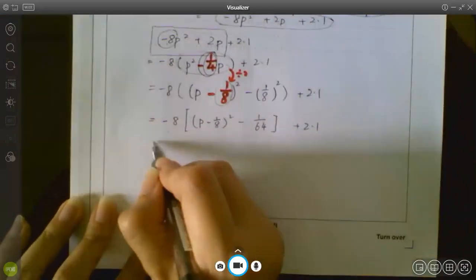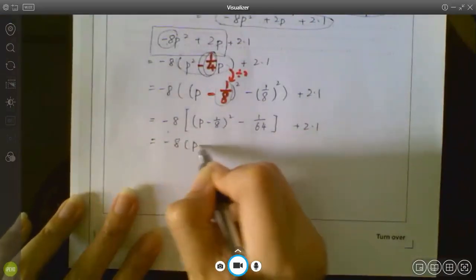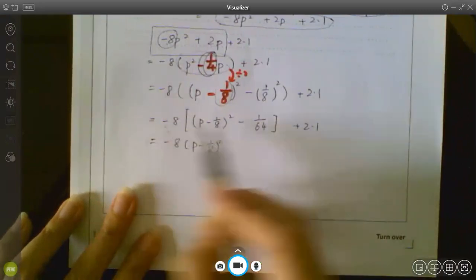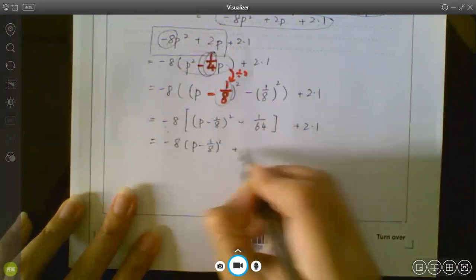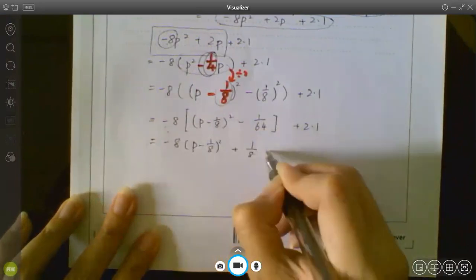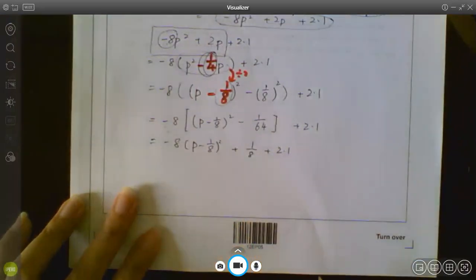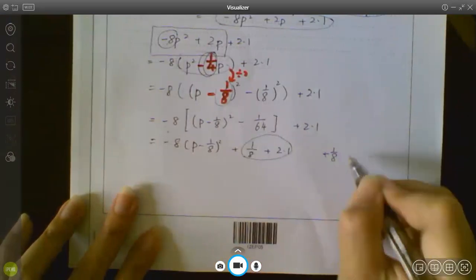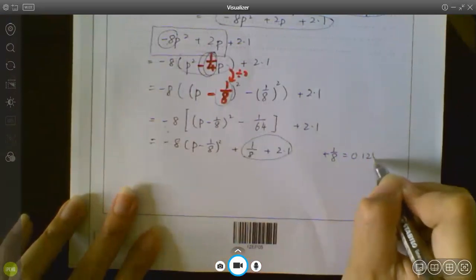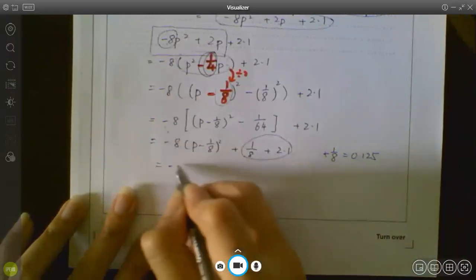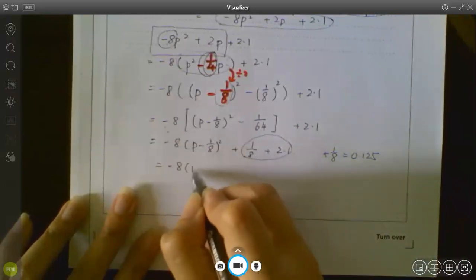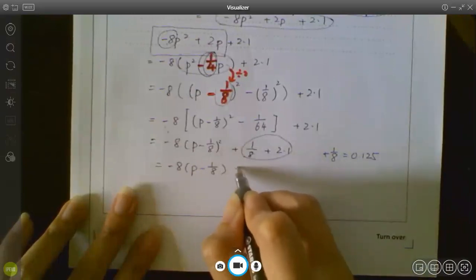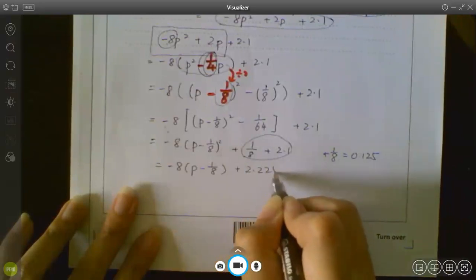Multiplying by negative 8. Negative 8 times negative 1/64 is positive 1/8 plus 2.1. We can then combine this. All right. 2.225.